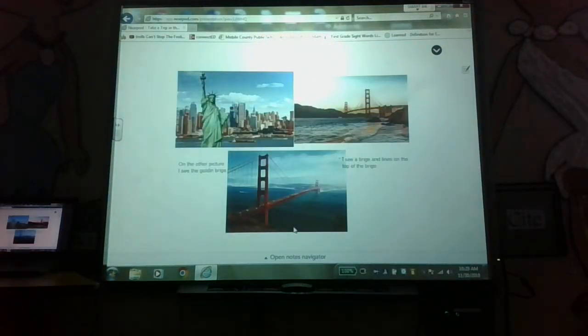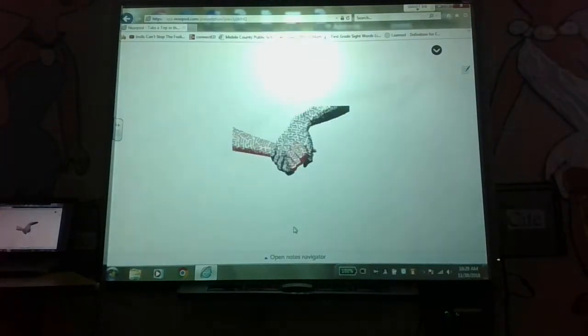I see that that's the Golden Gate Bridge. I see the bridge and lines on the top of the bridge. This is an interesting picture. The person that posted this picture, what inspired you to post this picture?